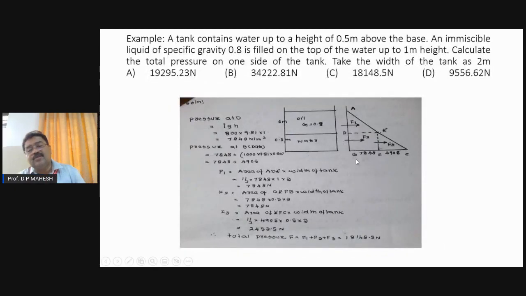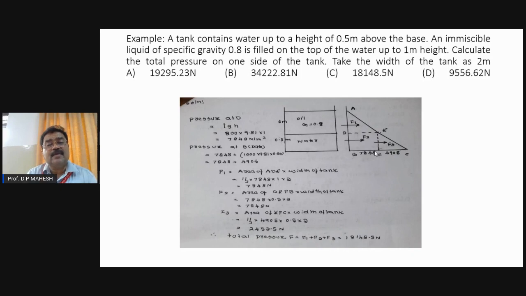In order to calculate the total pressure on the vertical side of a tank consisting of two liquids, this is the procedure. The only thing is you have to calculate carefully what the pressure is at the interface, which means between oil and water. What is the pressure at the bottom? When these two are known, we can draw the pressure distribution diagram.